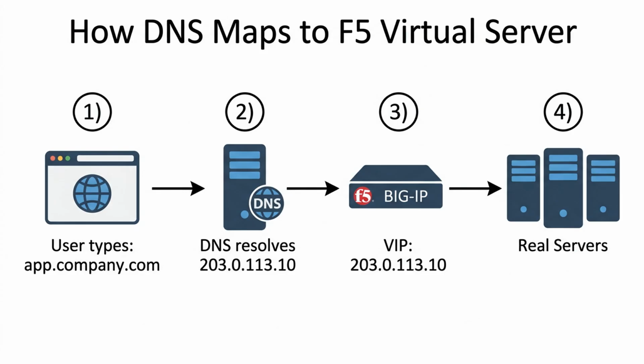So how does DNS fit into this picture? DNS, Domain Name System, is like the internet's phone book. You type a human-readable name, and DNS gives back an IP address. With F5, your DNS record points to your virtual IP, the VIP on F5. For example, app.company.com resolves to 203.0.113.10, and that's your F5 VIP. So when a client connects, they're actually connecting to F5, not your actual server. DNS is the bridge between names and F5.